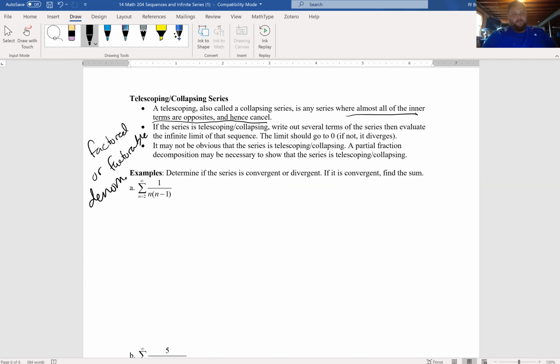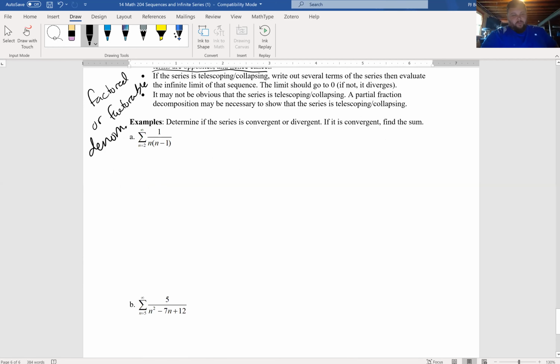Notice n times n minus 1. Down here we have n squared minus 7n plus 12. If it's something that looks like it can be factored or is already factored, then you can look to see if it might be a telescoping series. It says write out several of the terms of the series, then evaluate the limit of that sequence.